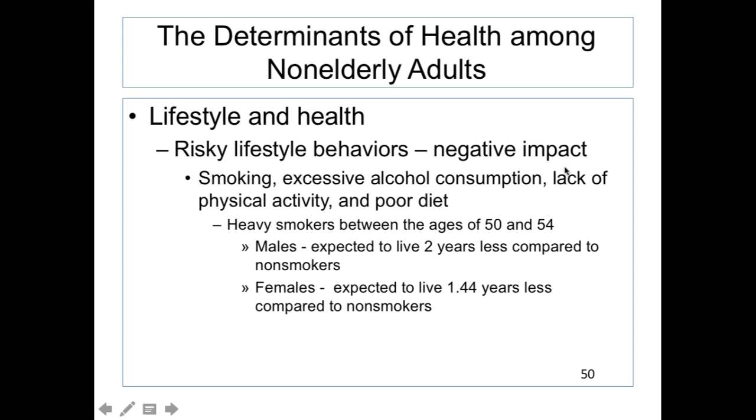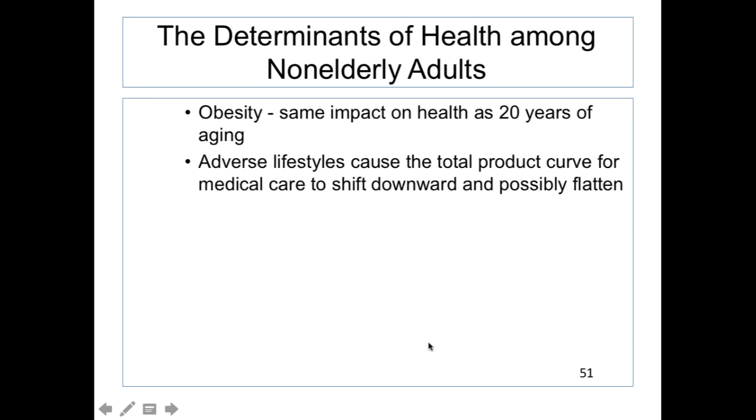The other effect is lifestyle and health, and we know that a risky lifestyle has a negative impact. But how much? We can measure that: smoking or excessive alcohol consumption. For example, a male is expected to live 2 years less compared to non-smokers. For females, expected to live 1.44 years less compared to non-smokers. And obesity has the same impact on health as 20 years of aging.